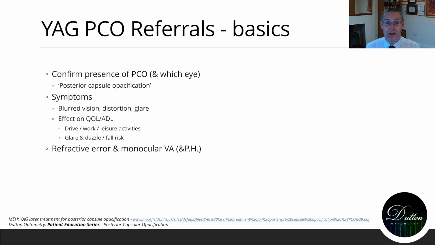We would always include the refractive error and the monocular VA with any referral. Pinhole acuity, as you know, can be less helpful, because it can be worse in these cases, but I think it's helpful to include that in case there are other potential causes of the reduced VA. And to confirm that the patient's aware of what the laser procedure is about and that they would go ahead and accept it if they were offered.